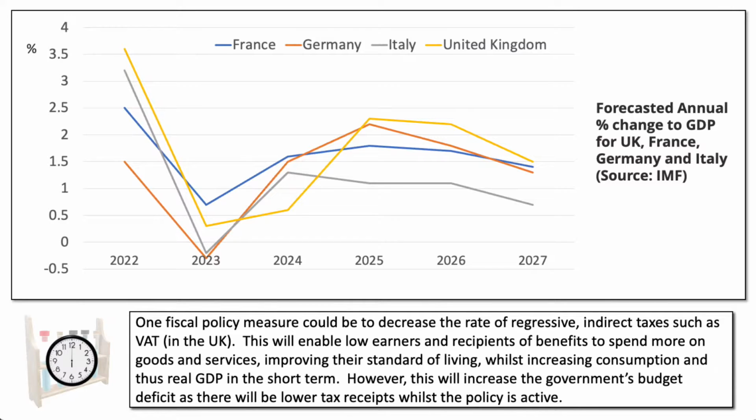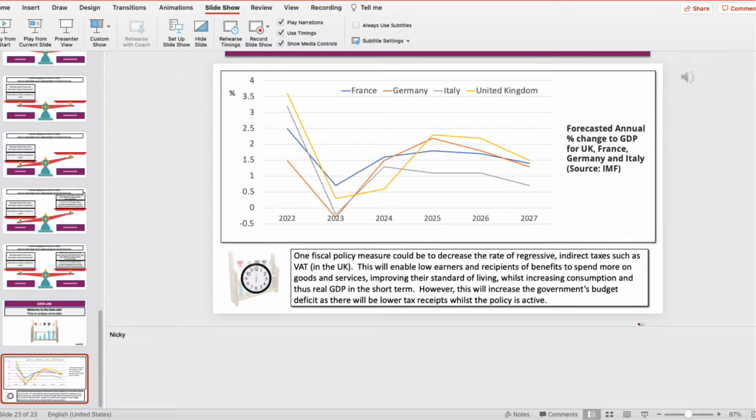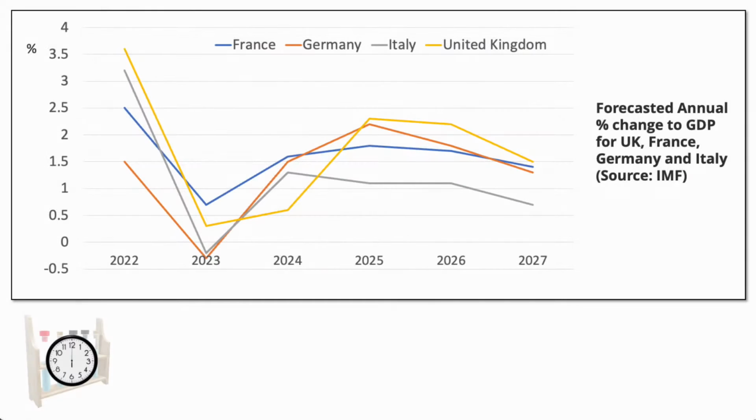One fiscal policy measure could be to decrease the rate of regressive indirect taxes, such as VAT or VAT equivalent in the other countries. So this will enable low earners and recipients of benefits to spend more on goods and services. Oh, we've lost that last slide. That, of course, will improve their standard of living.